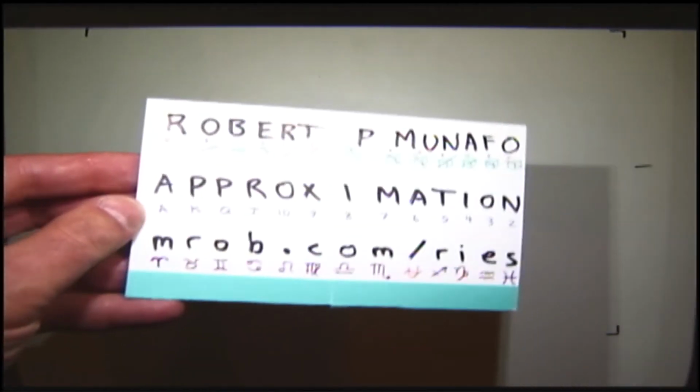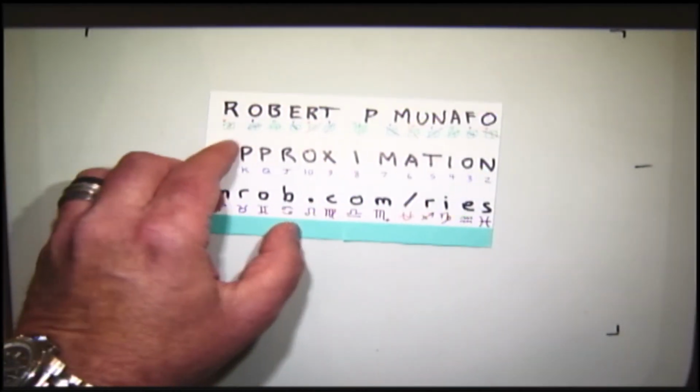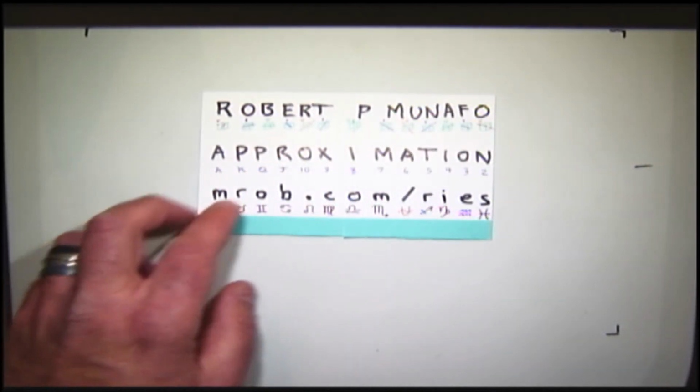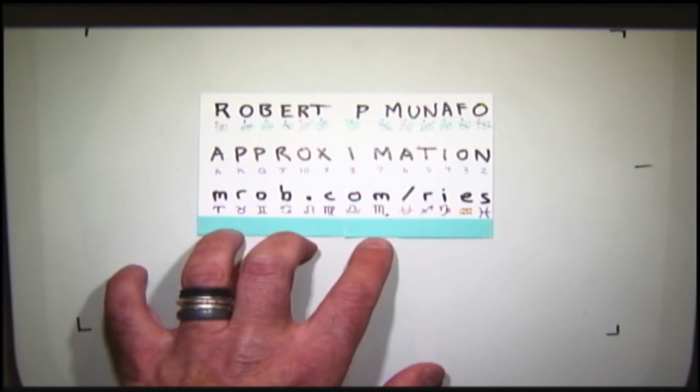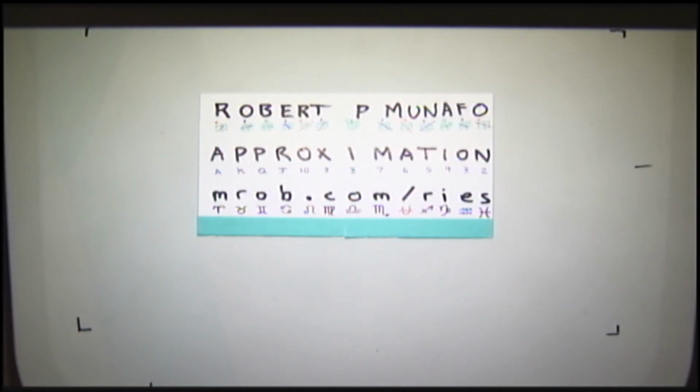And in the interest of our numerology today, we have the 13 rotational symmetries of the cube matched up with my name, the 13 cards of a suit matched up with approximation, and the 13 constellations of the zodiac matched up with the website, mrob.com/Reese. So that's all I had to say about that.